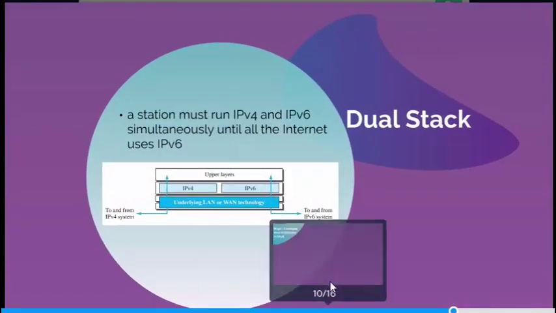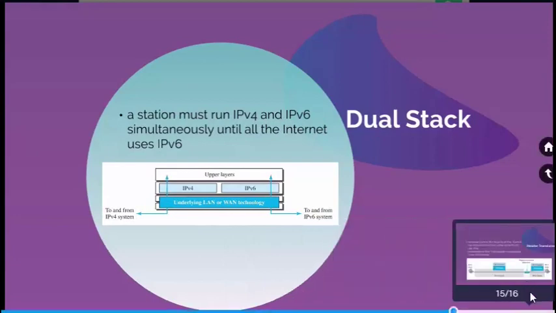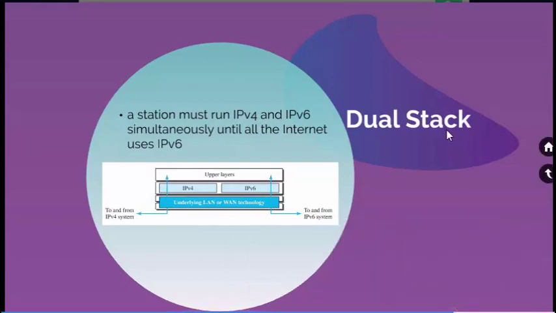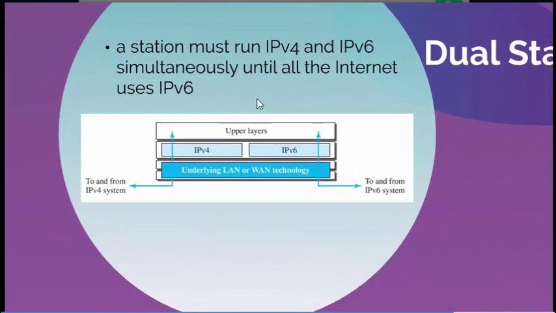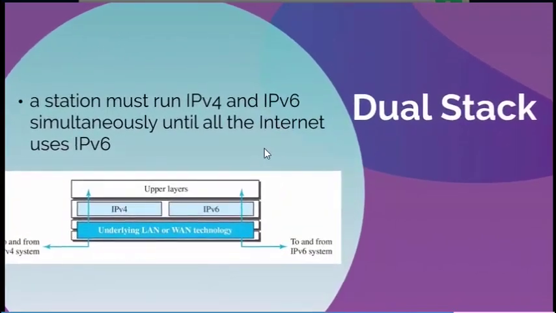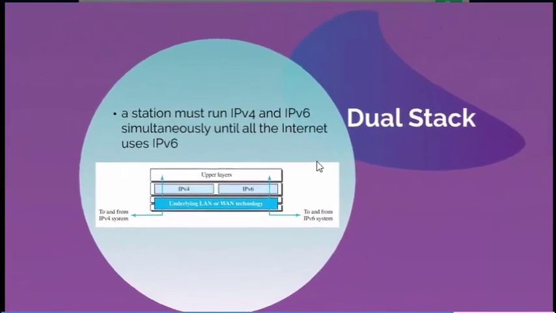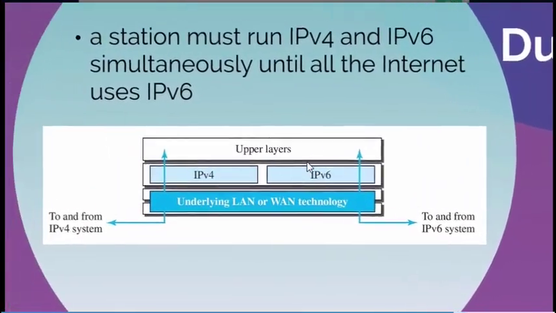So there are two fundamental strategies of how to do that. The first one is dual stack. In the dual stack, a station must run IPv4 and IPv6 at the same time until all the internet uses IPv6, until such time IPv4 is not used anymore, or all the computers around the world have been changed to IPv6. That's the period where we use the dual stack. This is the first way of doing that. As you can see here, you have upper layers.